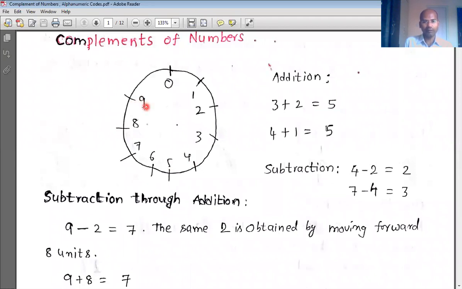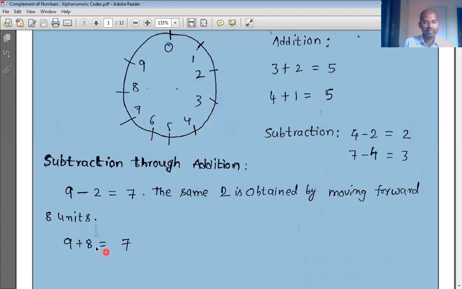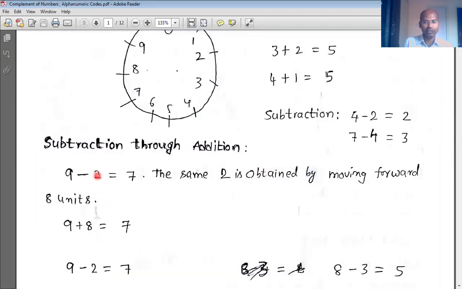And we don't need to come back to 9. We need to come to 7. To go back to 9 we have to do 10 steps, but to 7 we need to do only 8 steps, right? Because from here to here the distance is 2. Are you following? So this 2 is related to 8 by subtracting 2 from 10. There are totally 10 numbers here.